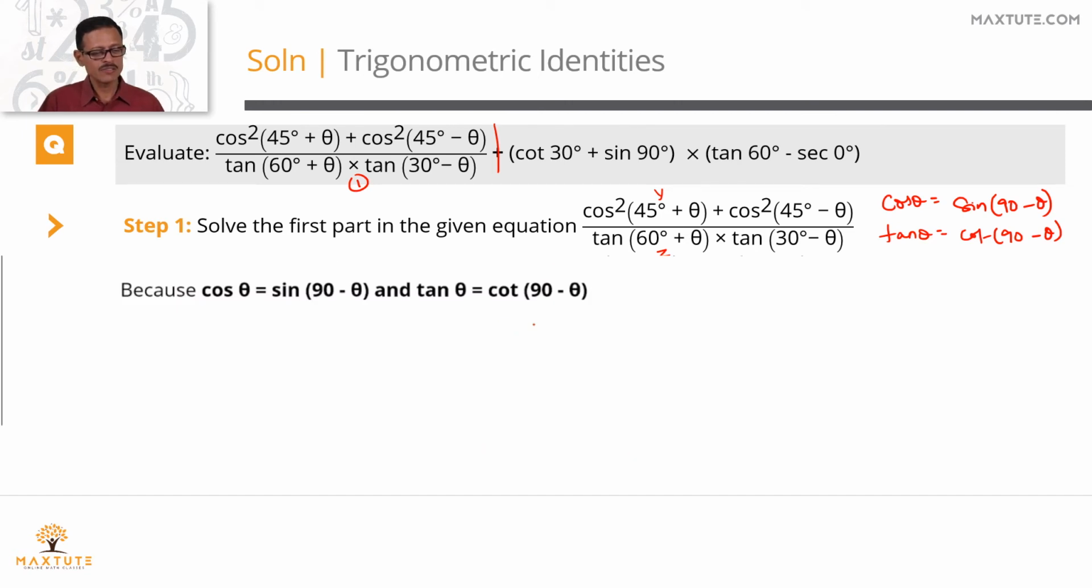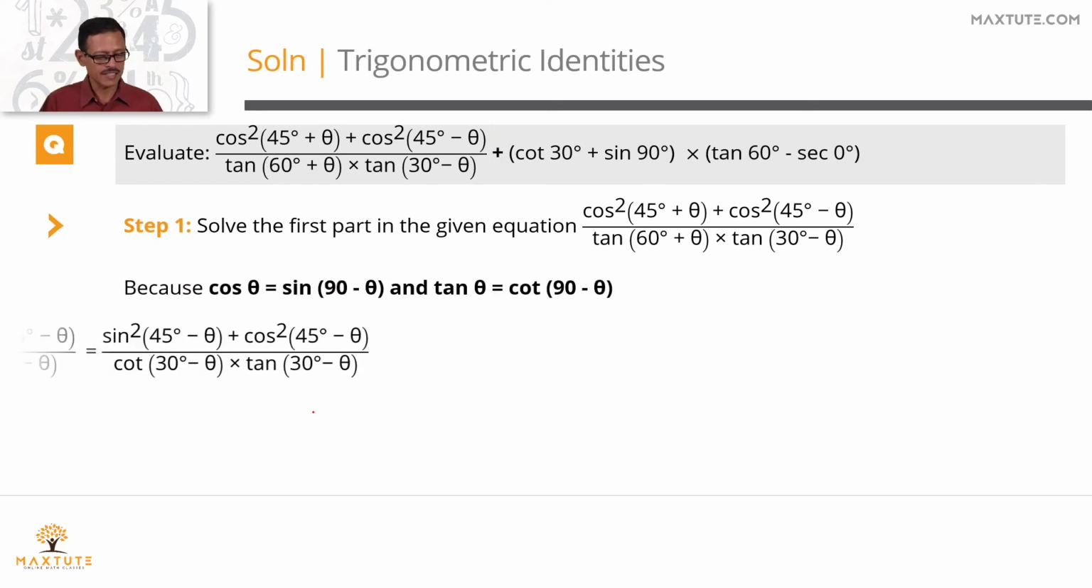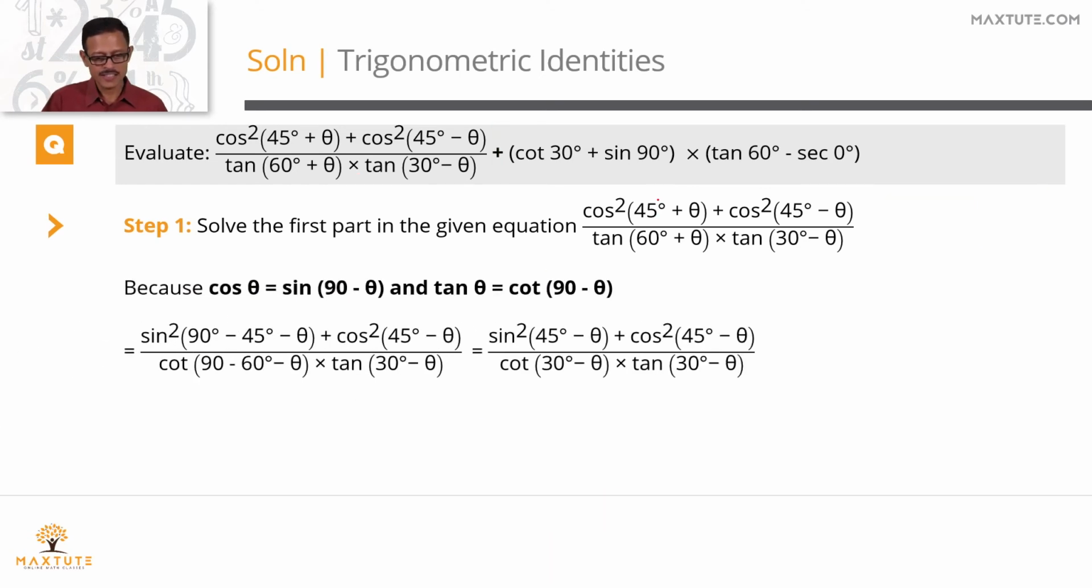Because cos theta is equal to sine of 90 minus theta and tan theta is equal to cot of 90 minus theta. We can basically write this expression as cos square of 90 minus 45 minus theta and this part as cot of 90 minus 60 minus theta. So this will become 45. So sine square of 45 minus theta plus cos square of 45 minus theta, which is this part. Cot 90 minus 60 is cot 30. So cot of 30 minus theta into tan of 30 minus theta.